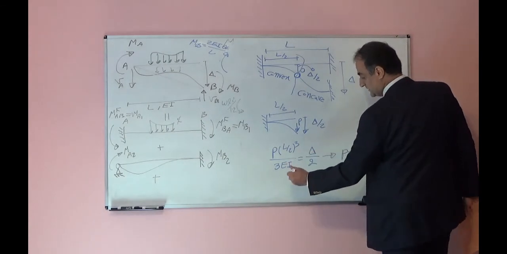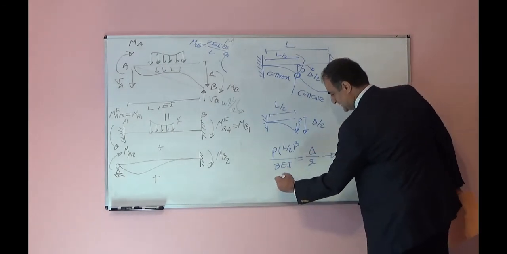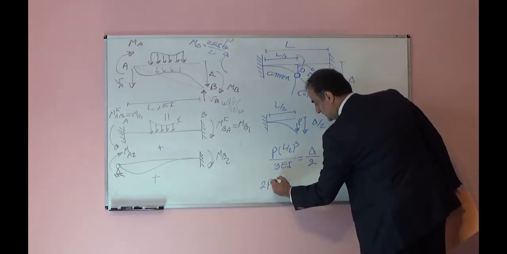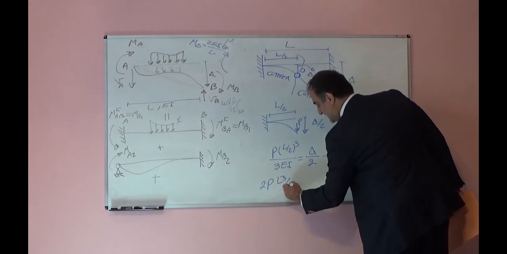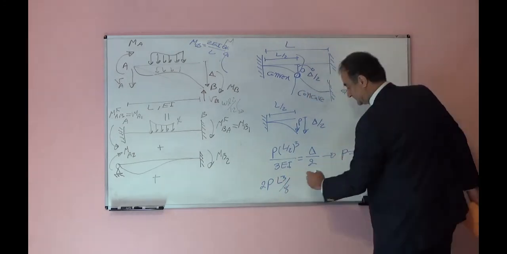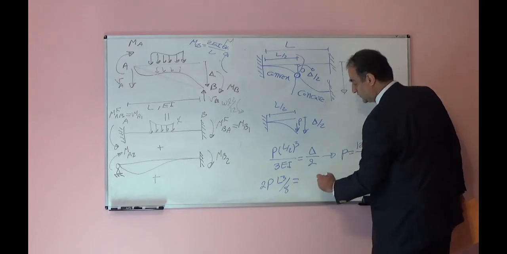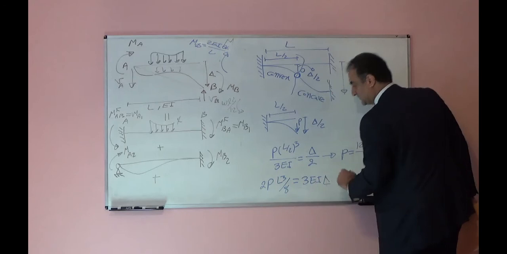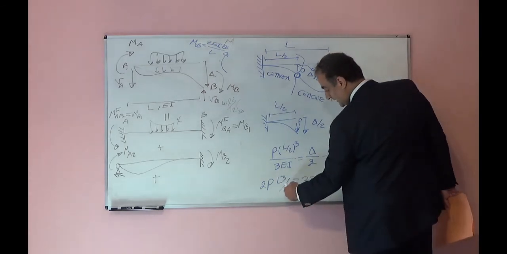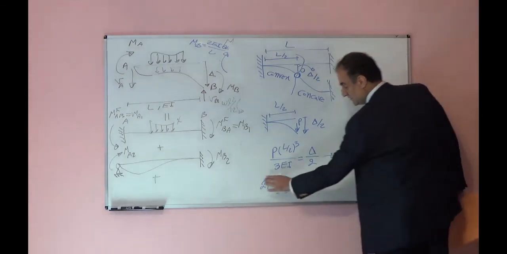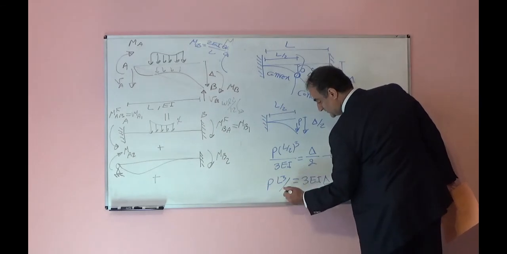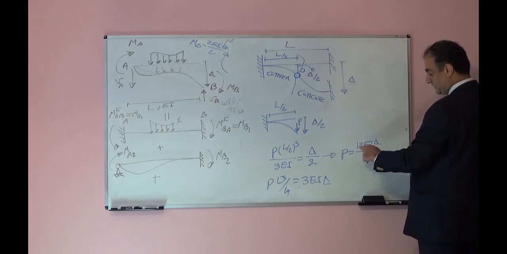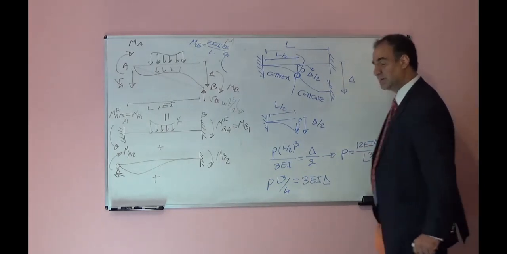So I can write here like this. Let's see. 2P L cube over 8 is equal to 3EI delta. This 2 and this 8 can cancel. This will be 4. 4 times 3 will be 12. P will be 12 EI delta over L cube.